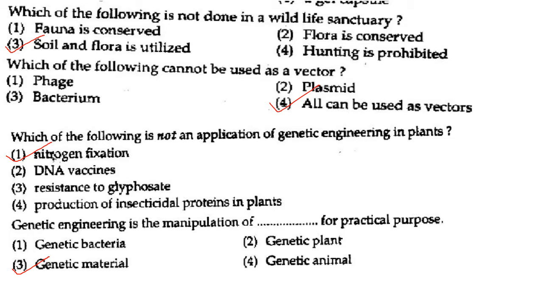Which of the following cannot be used as a vector? Option 1, phage. 2, plasmid. 3, bacterium. 4, all can be used as vectors. Answer is option 4, all can be used as vectors.